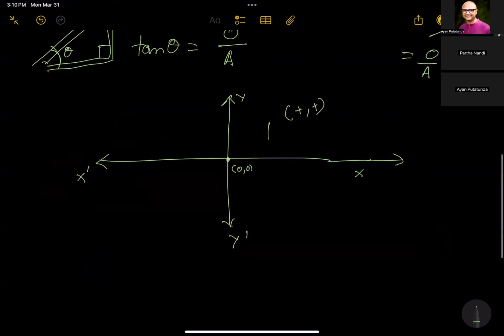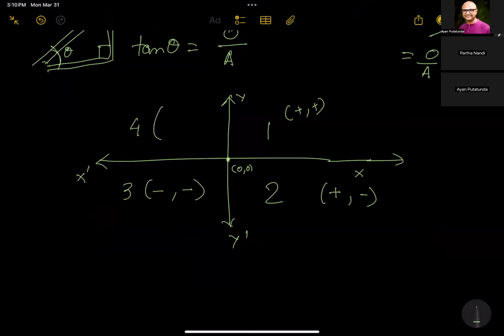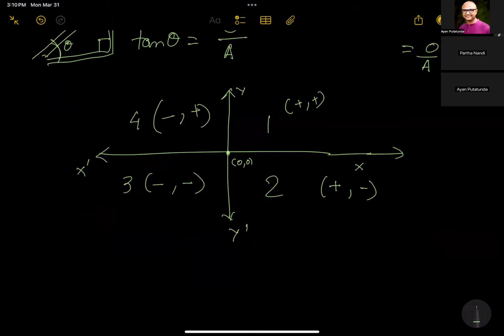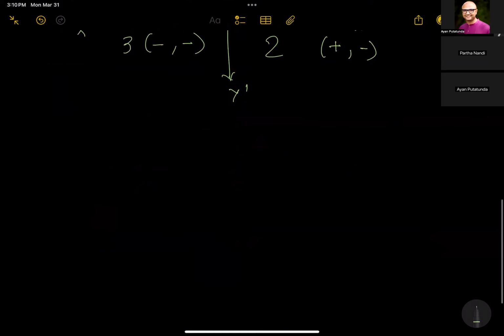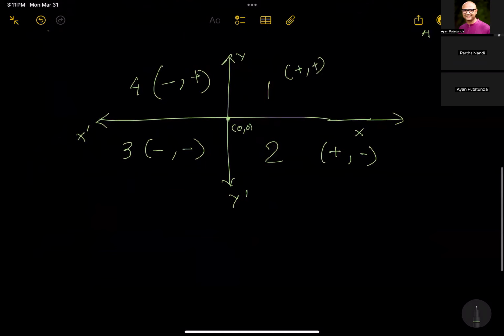In the second coordinate, the value of x will be positive because you are still increasing from left to right, but the value of y will be negative. Similarly, in coordinate 3, I think I might be wrong in this order, 2, 3, 4. Anyway, this is negative and negative. And in coordinate 4, the values would be negative and positive. This is the coordinate system that we know of. Any questions on this basic understanding of the coordinate system?